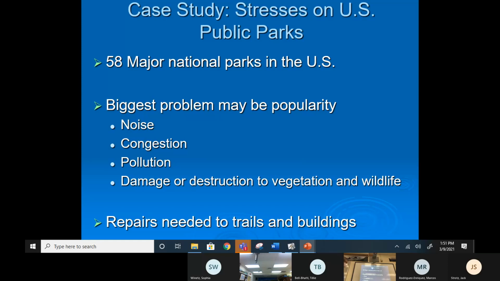So we're seeing all this popularity, noise, congestion, pollution, damage and destruction to vegetation, wildlife, people tagging, for instance. And that's been a problem here at Tahoe too, both with paint and with carving things. And then, of course, we have to maintain the trails. We have to maintain the buildings. We have to clean the bathrooms. All those kinds of things take money.